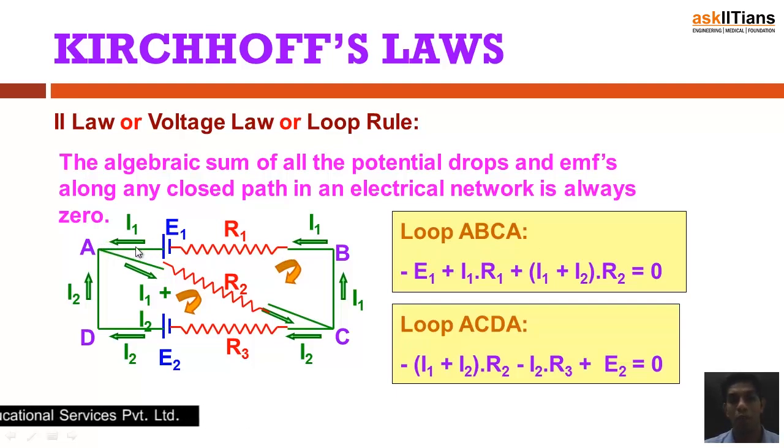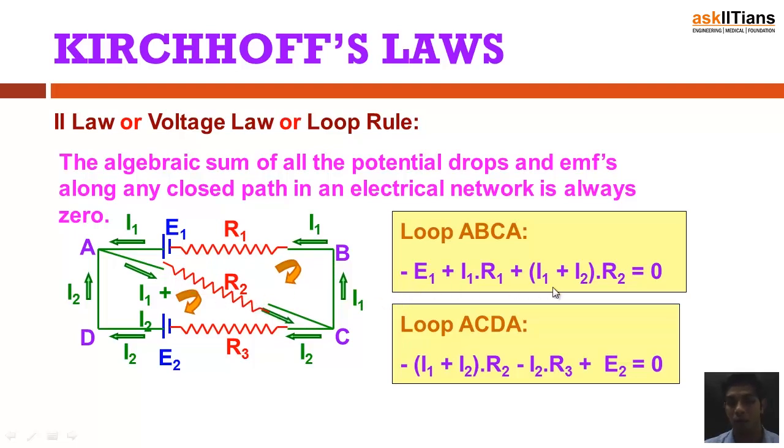So the work done in moving the charge from A to B is obviously negative, because we are trying to move from the positive terminal to the negative terminal. So the work done by me in carrying a positive charge across this will be minus E1. Then I'm going against the current I1, so the work done by me will be I1R1. Similarly, for this end of the trip, it will be (I1 plus I2) into R2.